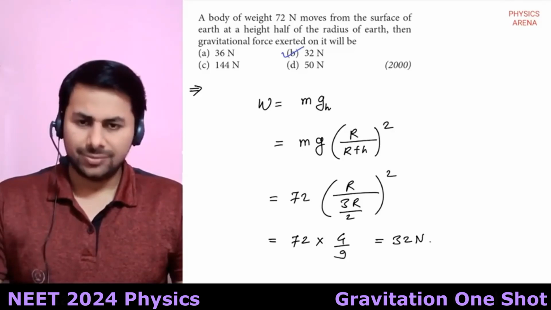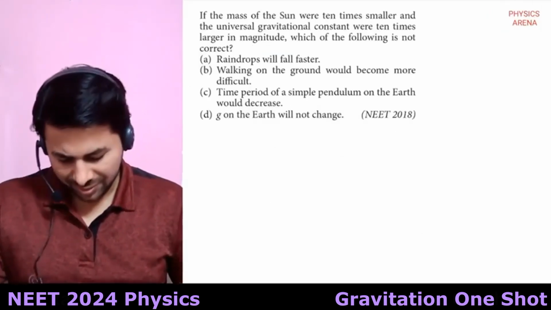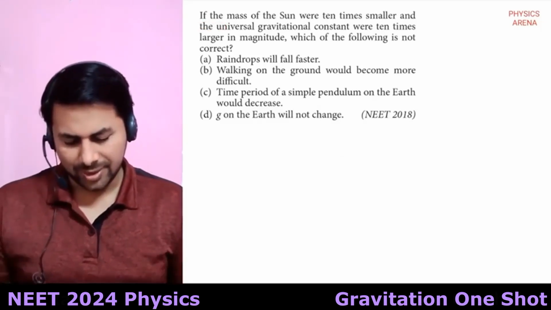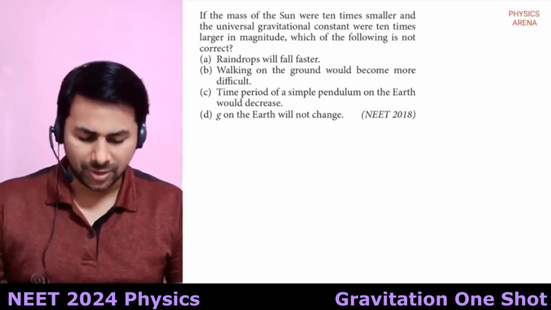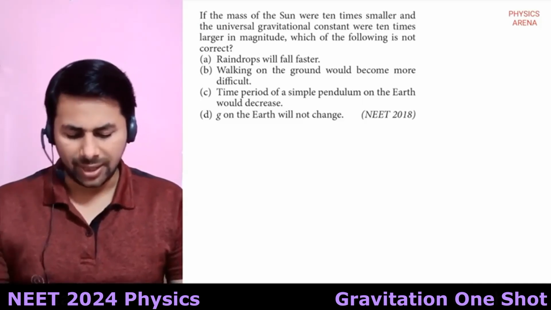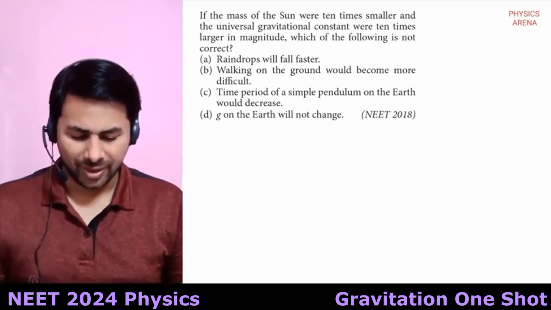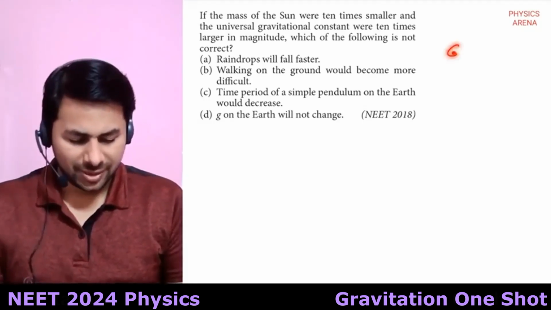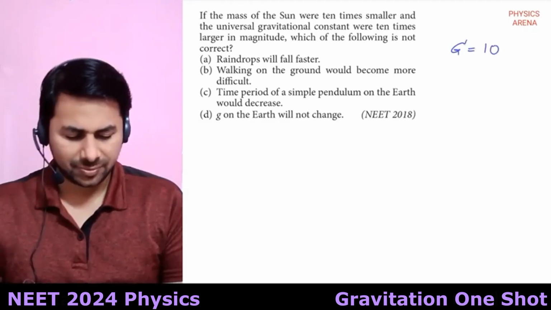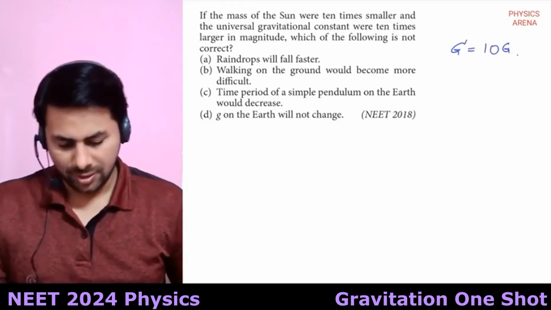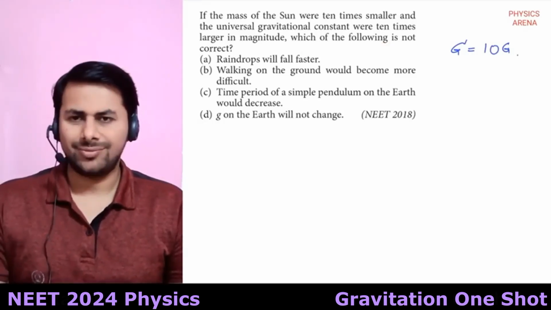This is simple. Next question. If the mass of sun were 10 times smaller and the universal gravitational constant were 10 times larger in magnitude, mass of sun is 10 times smaller. G, let's call it G dash, is 10 times G. Which of the following is not correct? Tell me.